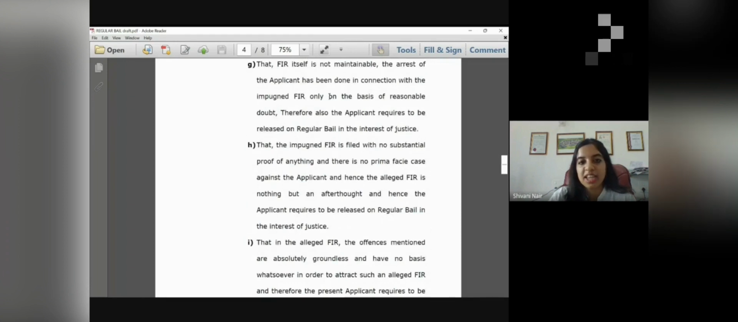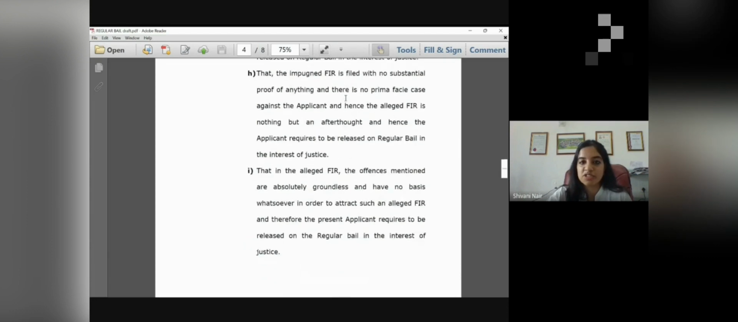That the FIR itself is not maintainable. You write why the FIR is not maintainable: because the arrest of the applicant has been made in connection with the impugned FIR only on the basis of reasonable doubt. Now, to convict a person, the court has to prove the guilt of the accused beyond reasonable doubt. So this is a point that you can add, that the arrest of the applicant has been made in connection with the impugned FIR only on the basis of reasonable doubt. Therefore, the applicant requires to be released on regular bail in the interest of justice.